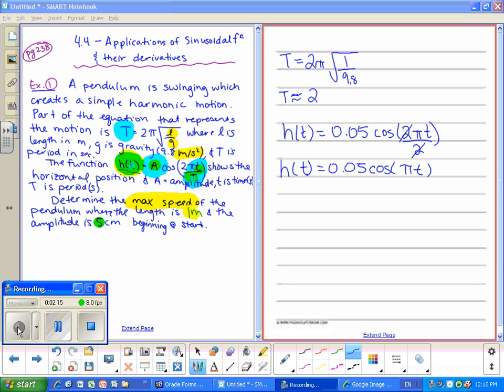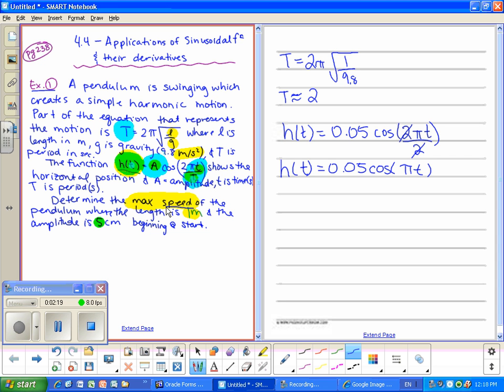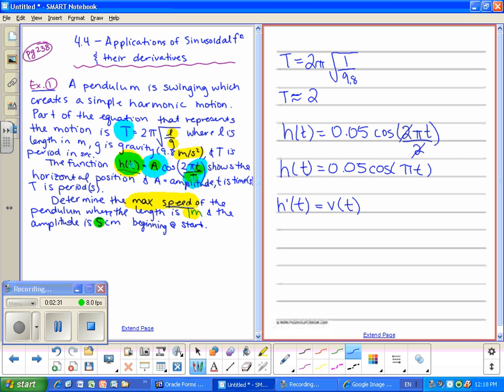So now that we have our h of t, you guys said that we were looking for speed. And your speed or your velocity of a displacement, you find in your first derivative. So let's take the derivative of this. So we're finding h prime of t, which is the same as v of t. And we'll go through it slow. Your outside function and your inside function. This is a chain rule.